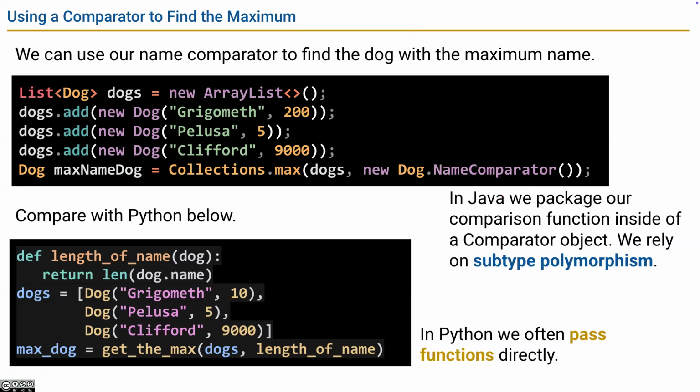A different way of thinking about this is that in Python, we pass the functions directly. In Java, we package the comparison function inside of a comparator object and then rely on subtype polymorphism, which is basically saying whatever that type does to compare, we'll trust it. Yeah.